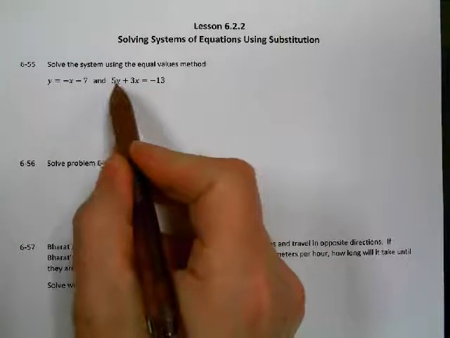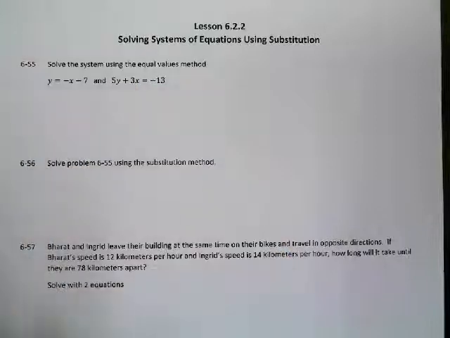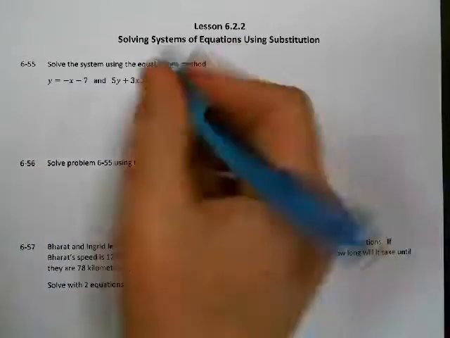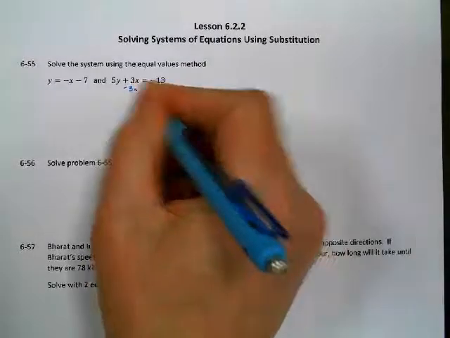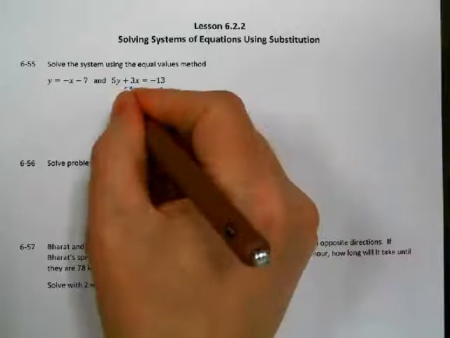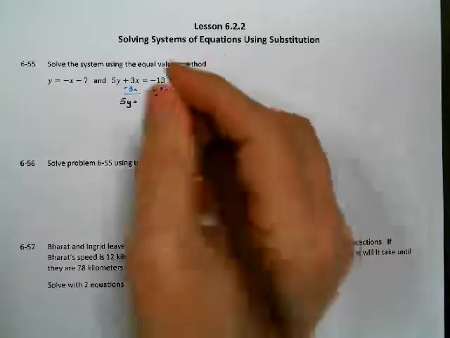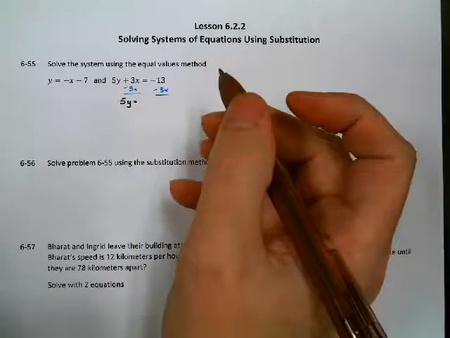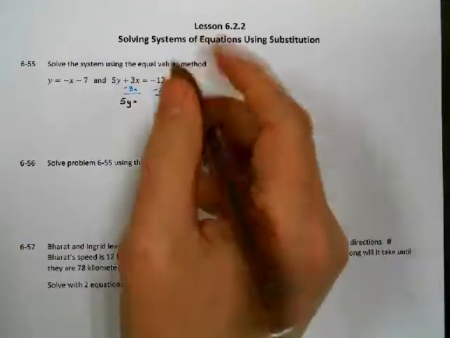I already have y isolated, so I want to isolate y over here. So I would probably subtract 3x from both sides. Again, we're going to do this. You're going to see, oh, that's ugly, and then say, okay, there's got to be a better way to do this. So not all problems are probably good problems to be doing the equal values method.